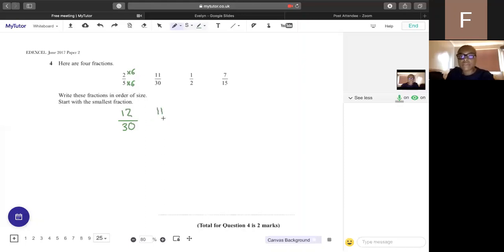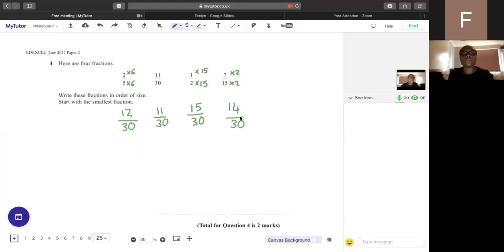Then we've got 11 over 30, which is exactly the same. You don't need to change that. Then a half. So to get from 2 to 30, we need to multiply by 15. So 1 times 15 would be 15, and then 2 times 15 is 30. And then our last one, 7 over 15. So to get from 15 to 30, we need to multiply by 2. So 7 times 2 is 14, and then 15 times 2 is 30.